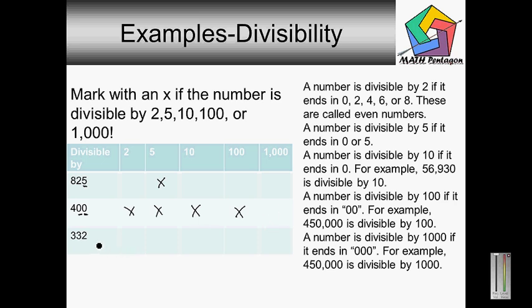Now we have 332. Is it divisible by 2? Yes, because a number is divisible by 2 if it ends in 0, 2, 4, 6, or 8, and we have a 2 here, so we put X here. By 5, no, we don't have a 0 or 5. 10, no, we don't have a 0 at the end. 100, no, we don't have 2 zeros at the end. And 1,000, no. So we just put an X here. And this is how you would fill out the chart. So these are the correct answers right here.